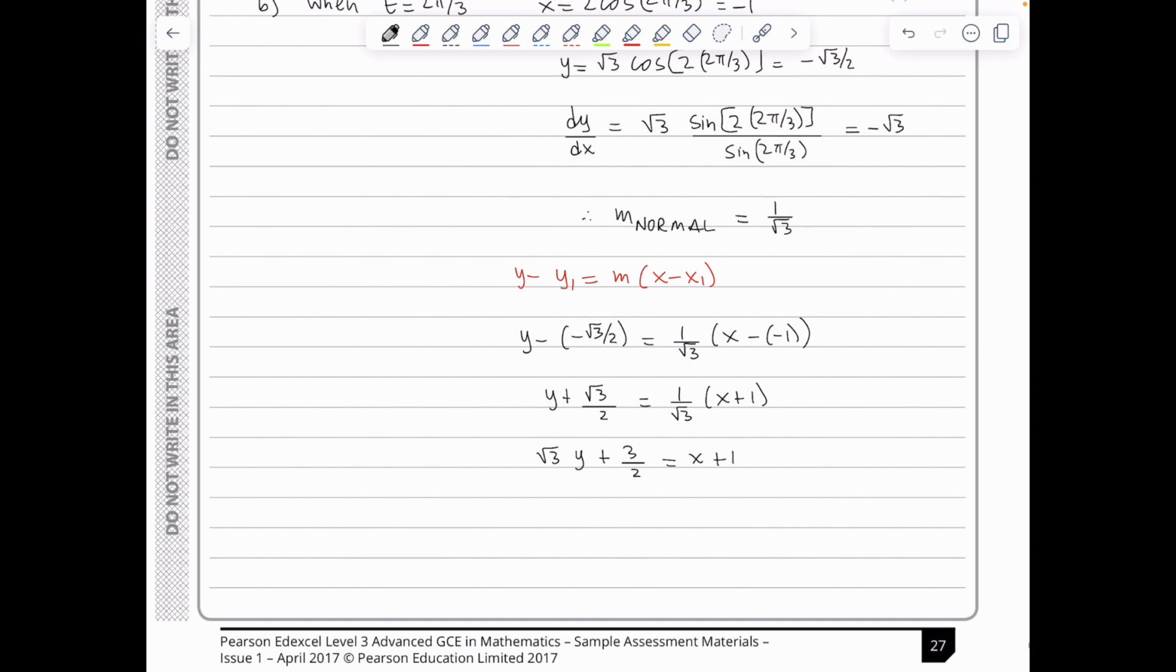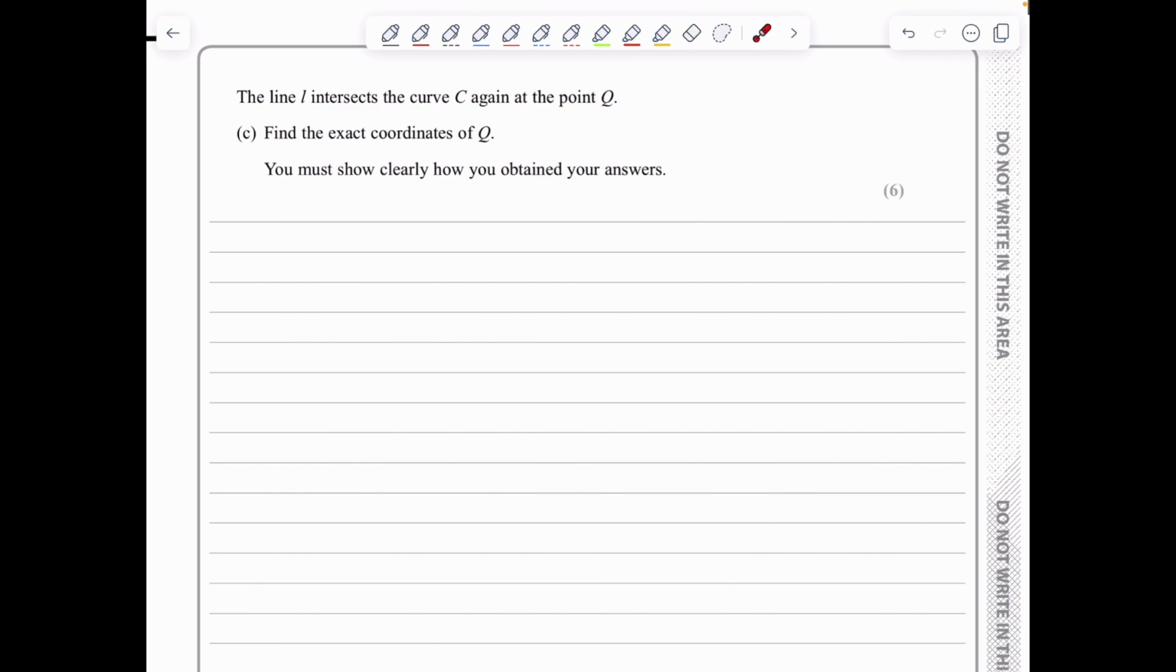I will then multiply throughout by 2 to get rid of the denominator. So 2 root 3 y plus 3 is equal to 2x plus 2, which means that if I collect everything on the right hand side, I get 0 is 2x minus 2 root 3 y minus 1 as required. We are then told that the line L, the normal, intersects the curve C again at the point Q, and we need to find the exact coordinates of Q showing clearly our working.